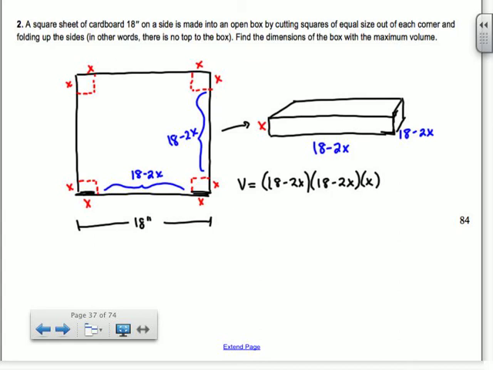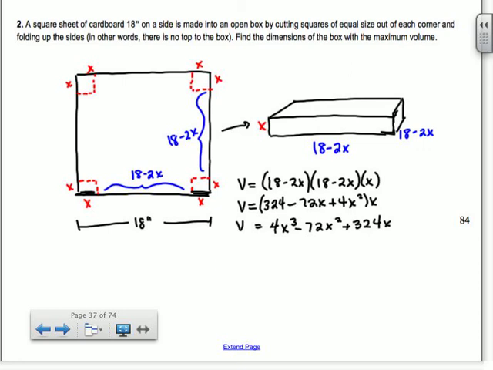Now you can do the product rule multiple times, but I would probably just multiply it all out and then take the derivative, right? So when I multiply everything out, is it 364? 324? Minus outer and inner are both 36x, so minus 72x plus 4x squared. You're going to multiply the x in. I'm going to write it in order, so I'm going to get 4x cubed minus 72x squared plus 324x.